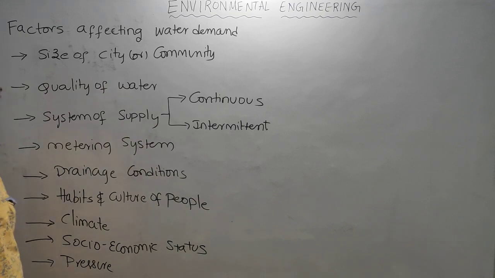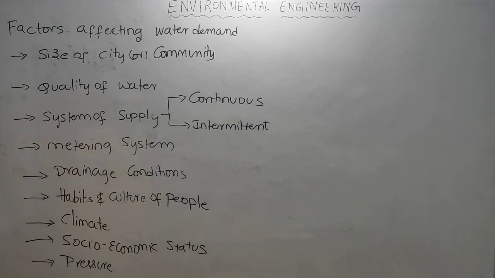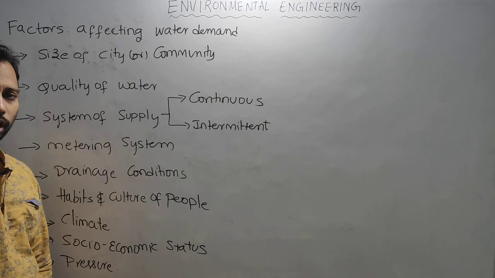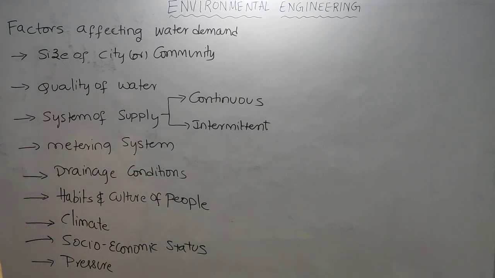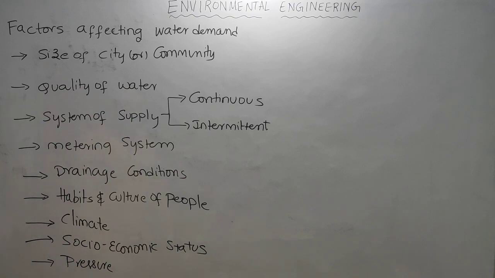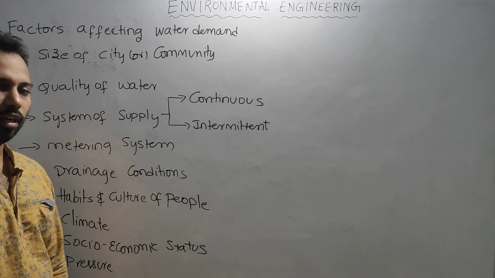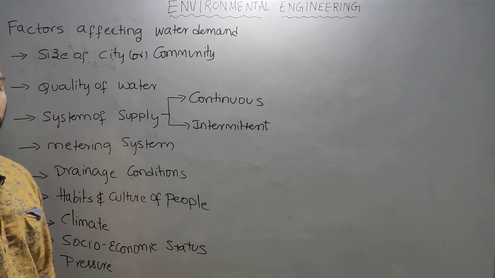Whereas if you get tropical zones, tropical areas, the water consumption will be very high depending upon the climatic conditions. And socio-economic status: if the socio-economic status is high, they use more water. Okay, and if the socio-economic status is low, then they use less water. The demand depends upon the socio-economic status also, and the pressure in the pipe. So the more pressure there is, the more water will come within less time.